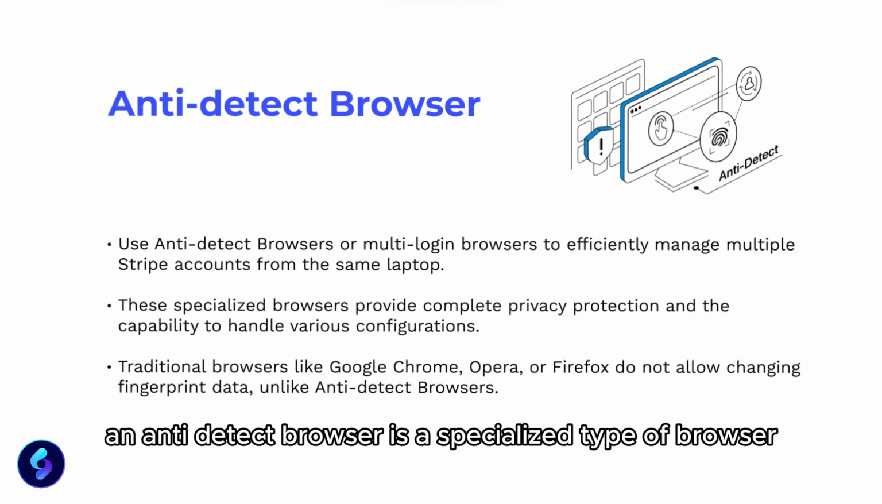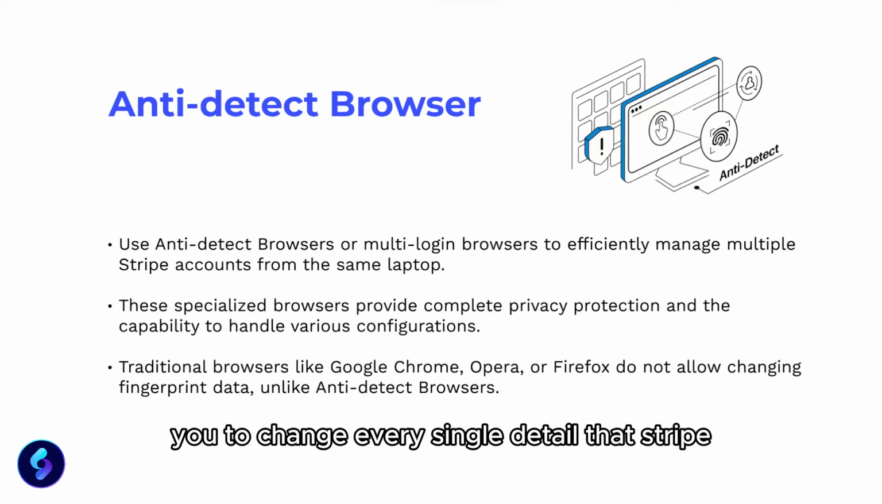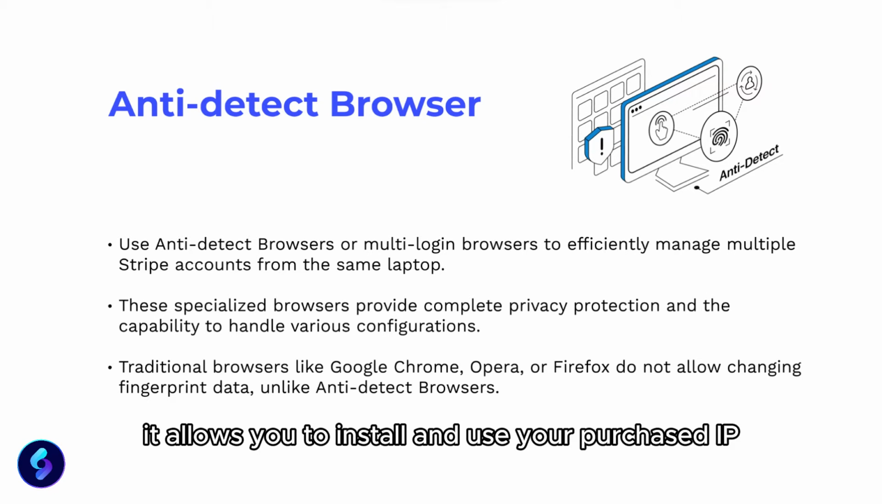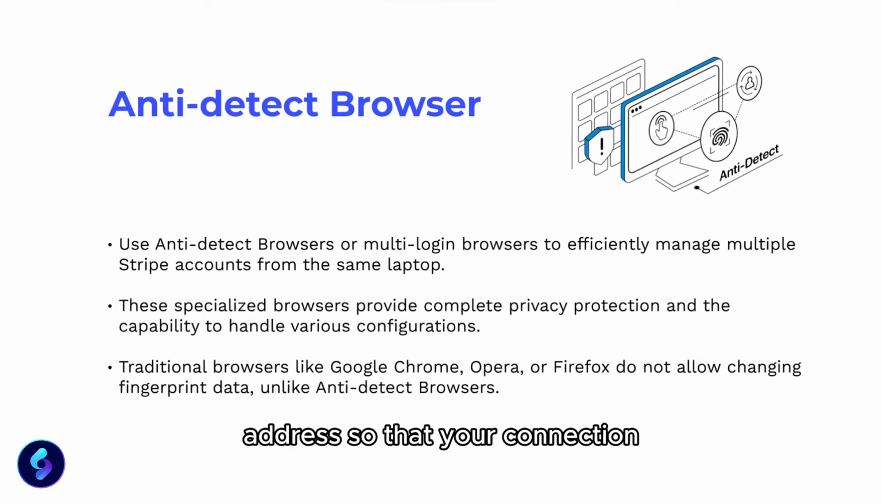An anti-detect browser is a specialized type of browser that allows you to change every single detail that Stripe can access. Additionally, it allows you to install and use your purchased IP address so that your connection appears more like that of a real location.